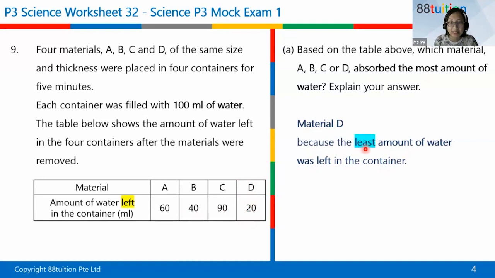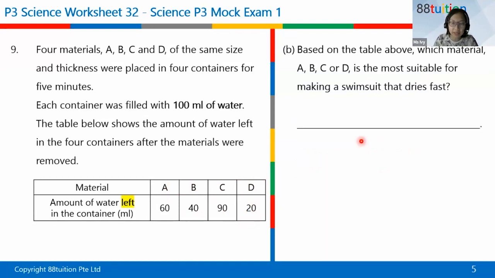So use the word least. You cannot use less because you're comparing so many. If you compare 3 or more, you use least. If you're comparing only 2 materials, then you use less. Any questions so far? Okay, then based on this table, which material is most suitable for making a swimsuit?